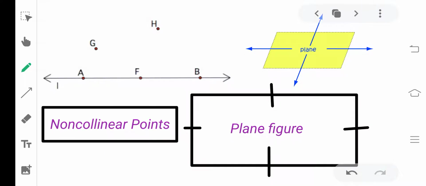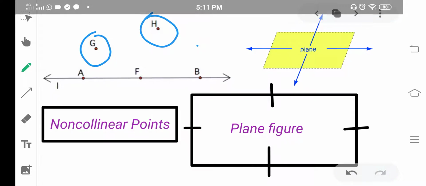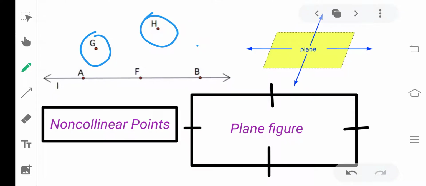Let's get forward. We'll learn about non-collinear points. These are points which do not lie on the same line. See, this is one point and this is another point, named point G and point H, which do not lie on the line. You will see that point G and point H are not lying on the line. This is known as non-collinear points.